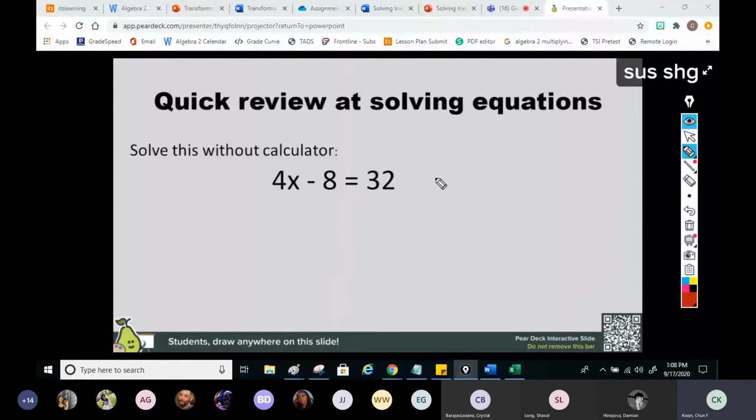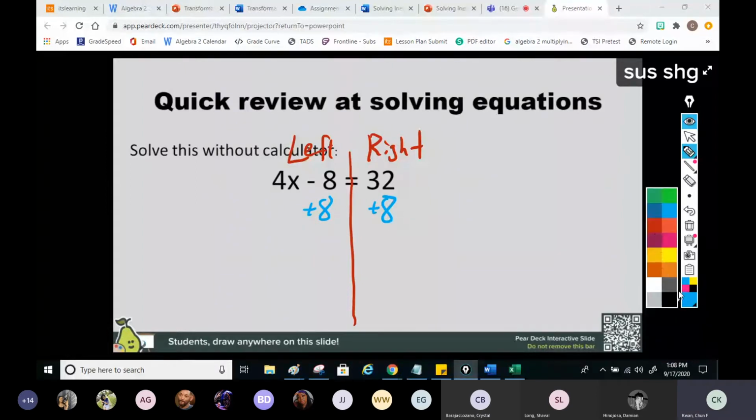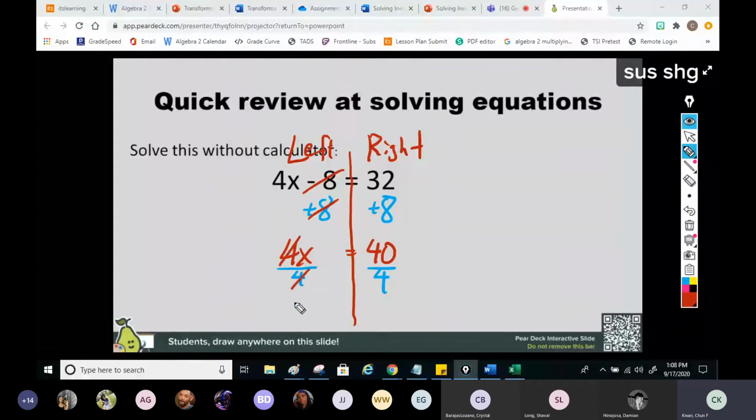Most of you guys got it. So I'm going to do it fast, okay? Separate the left part and the right part, and then we have to move the -8. So we have to do a +8 on the left, and whatever you do to the left, you must do on the right. Cancel out. You have 4x equals 40. And then to get rid of the ×4, we have to divide by 4, and then ×4 and divided by 4 cancel out. You'll have just the x, and then 40 divided by 4 is 10, and that's your final answer.